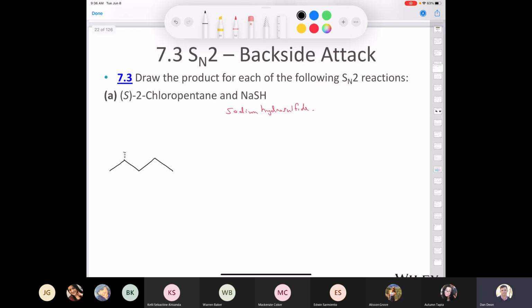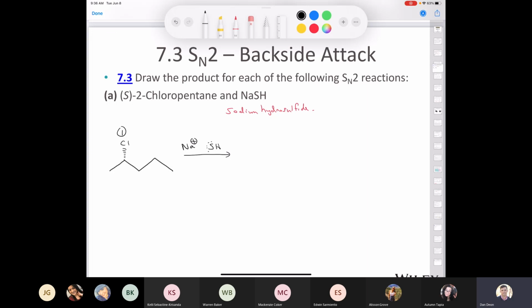So we'll draw a dash like this to our chlorine. That means the hydrogen is coming out in front, right? So we have number 1, number 2, number 3. This is going R, so that means it's S, so it's good. So this is S2-chloropentane. And then we're going to draw what happens when we react this with sodium hydrosulfide.